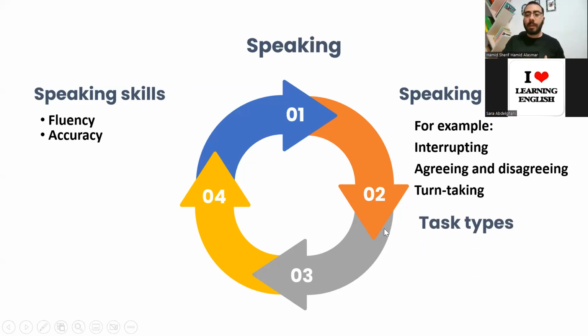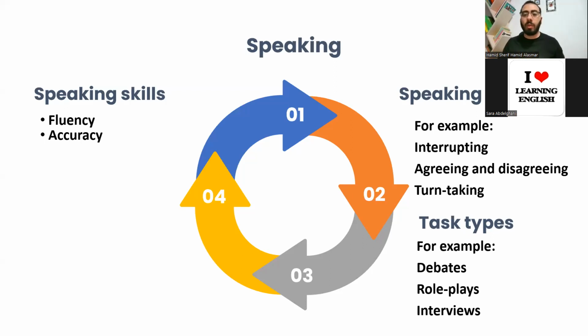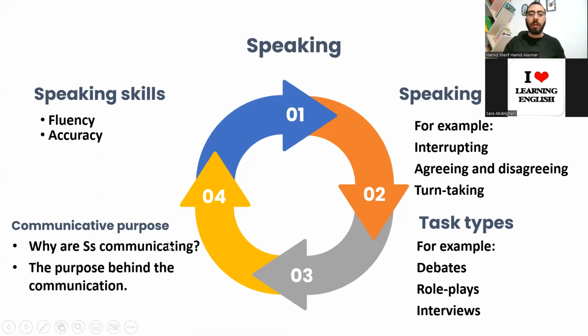The third thing is normally the task types. What task type are you going to use in the classroom? Is it going to be a debate? Is it going to be a role play? Is it going to be an interview? What kind of task are you using? Of course, we have a lot of other examples, but these are just some to make the point clear. The fourth one is the communicative purpose. Why are students communicating together? Are they filling a table? Are they completing a thought? What is the purpose behind their communication? It should be something authentic, something that would happen in real life, something meaningful. So put that in mind.